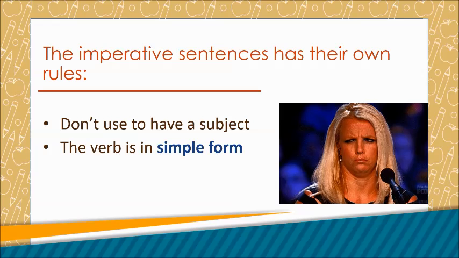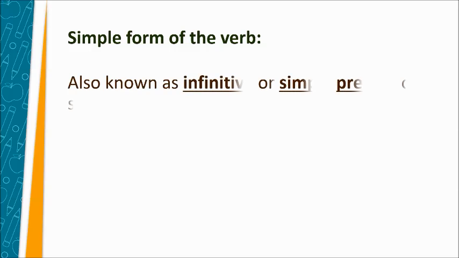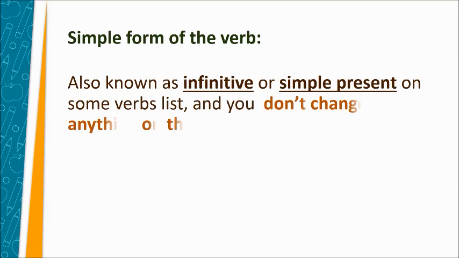Okay, what is the simple form of the verb? Where does it come from? What do you mean with the imperative sentences don't have a subject? Well, let's start with the easiest, the simple form of the verb. Okay? This is also known as infinitive or simple present on some verb lists, and you don't change anything on them.